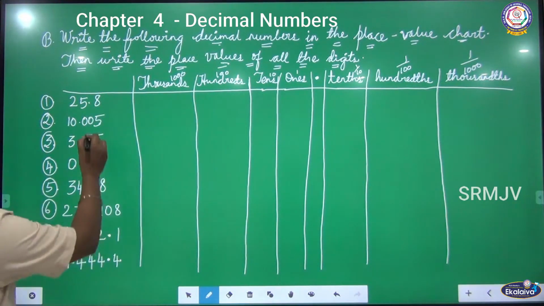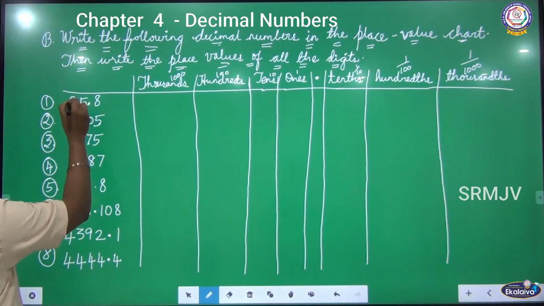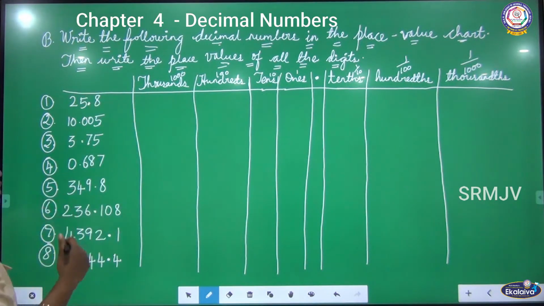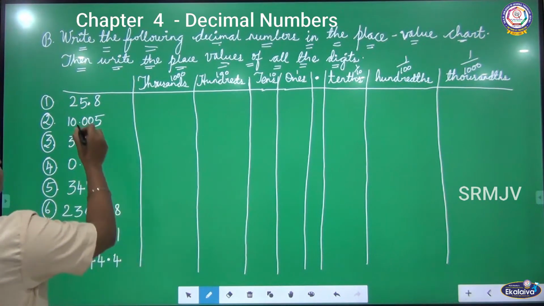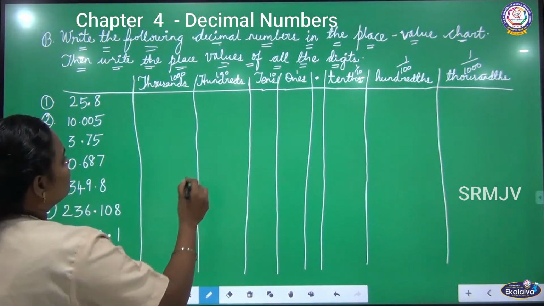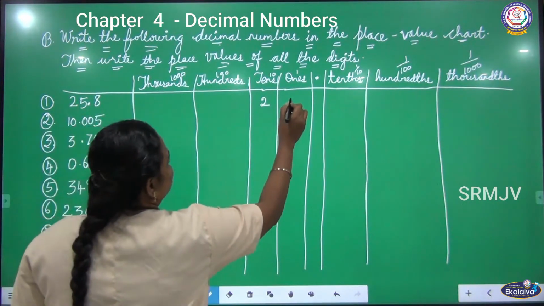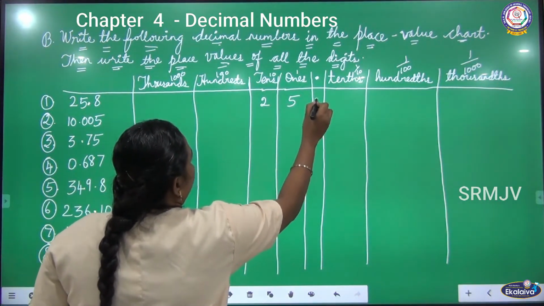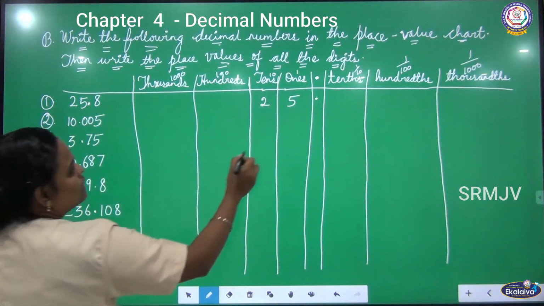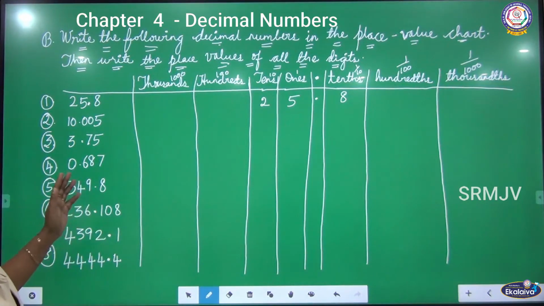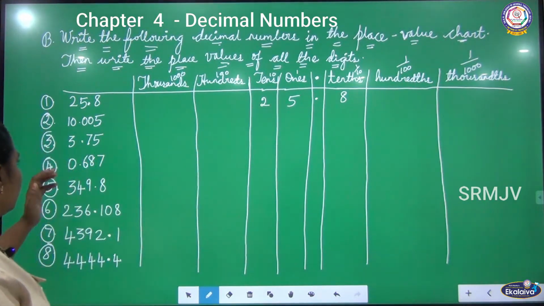25.8. So before the dot you know already these numbers, whole number. So this part is whole number part, then after the dot is decimal part. So 25 they have given. So 2 is in tens place, then 5 is in ones place, then put the dot, then 8 is in tenth place. So you write 8 is in tenth place. So place value of 8 is tenth.